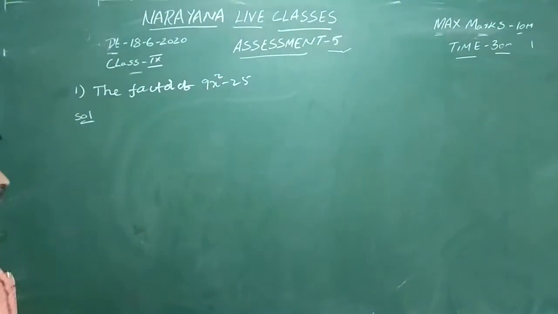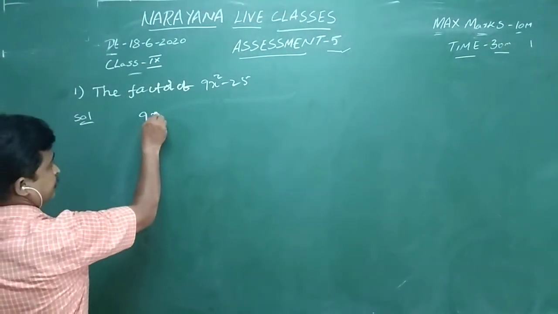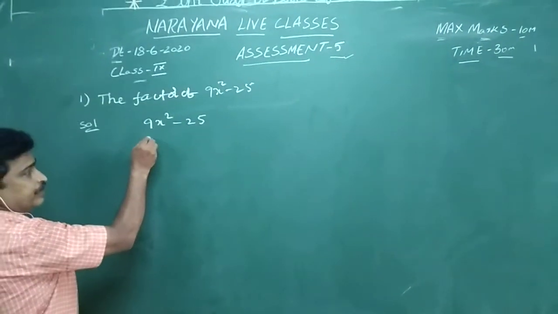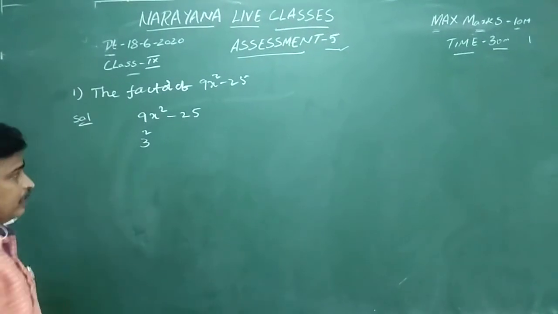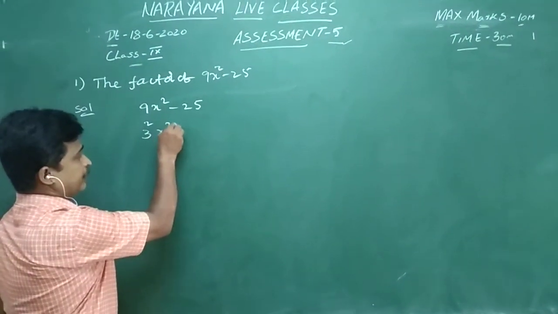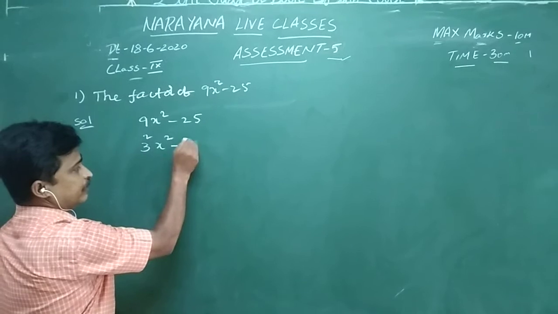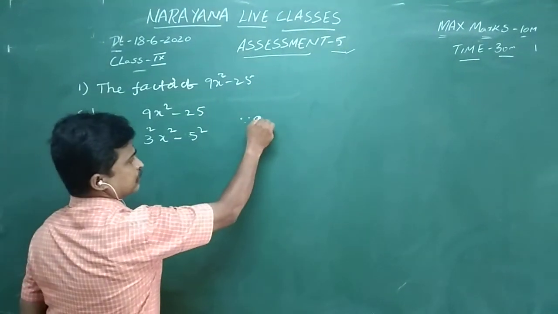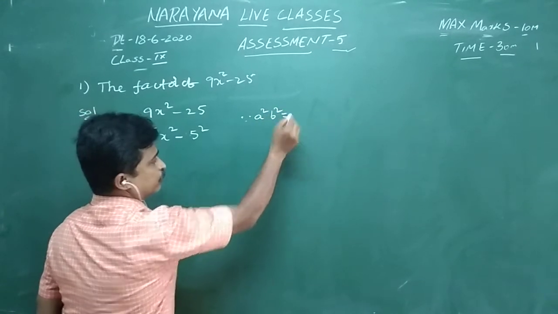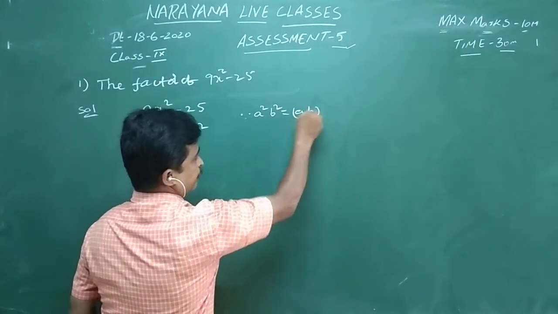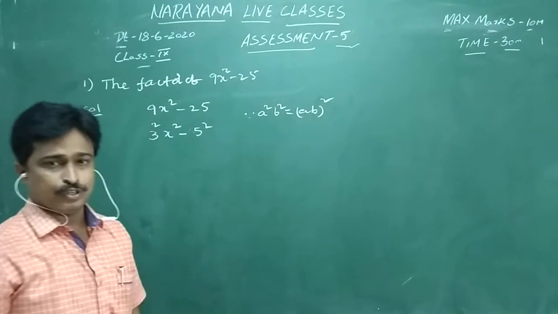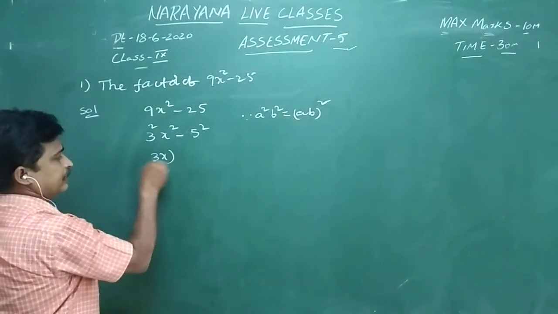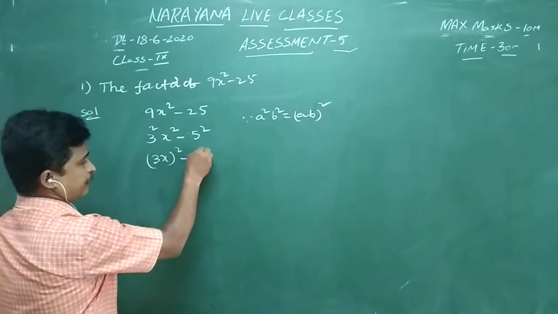Take the given polynomial 9x square minus 25. Here 9 can be written as 3 square, and x square, and 25 can be written as 5 square. So we know a square into b square is equal to ab whole square. According to this property, this can be written as 3x whole square minus 5 square.